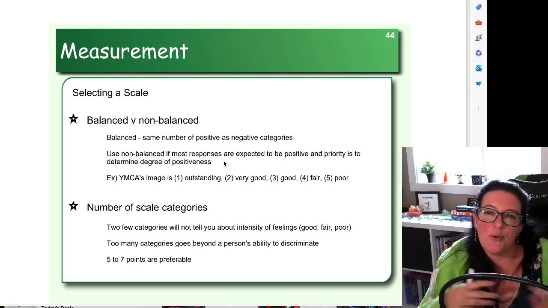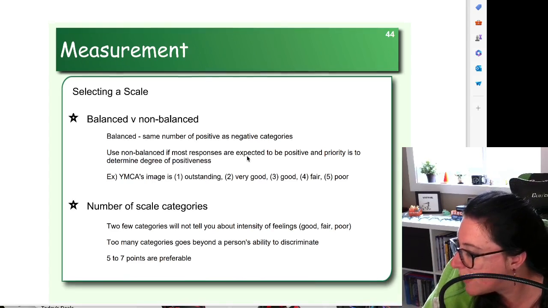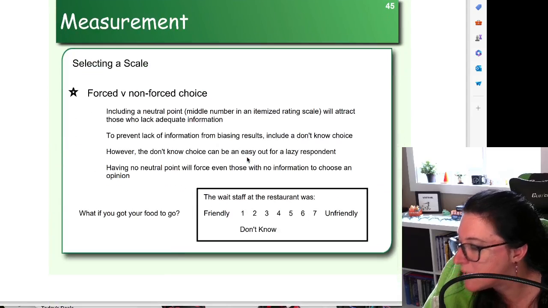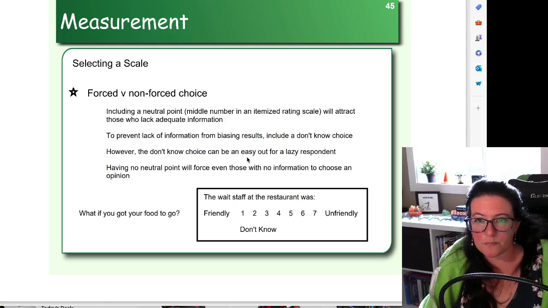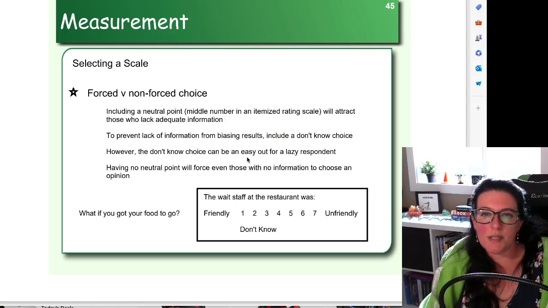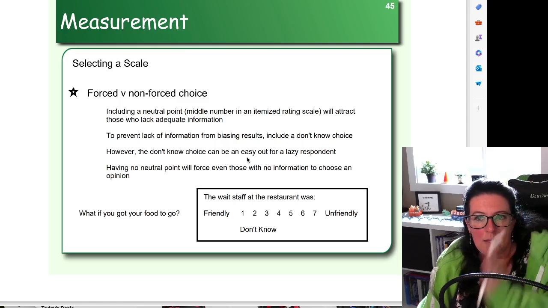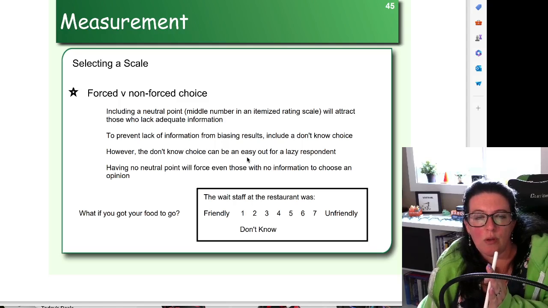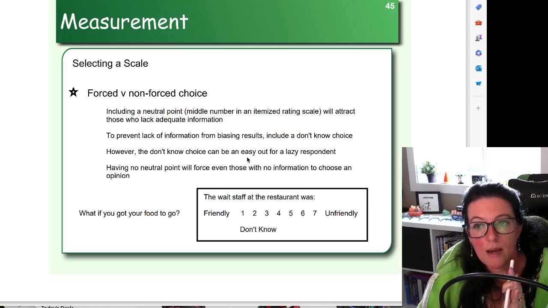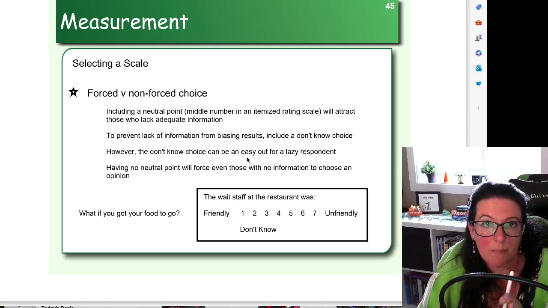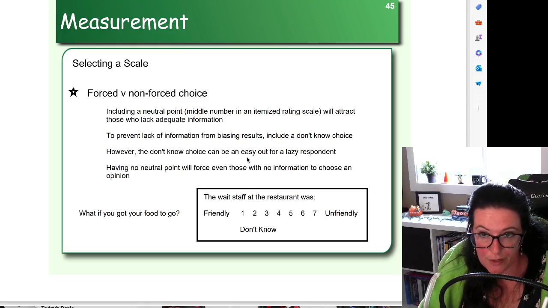That allows for a neutral in between, which brings us to this last piece here, which is forced versus non-forced choice. Do you want to force them to have an opinion? The benefit of having that neutral option in the middle is that if they truly don't have an opinion, they are allowed to pick something that represents how they truly feel.